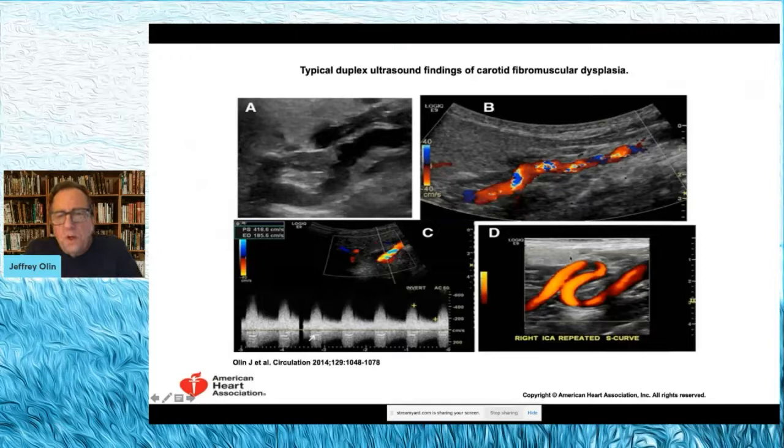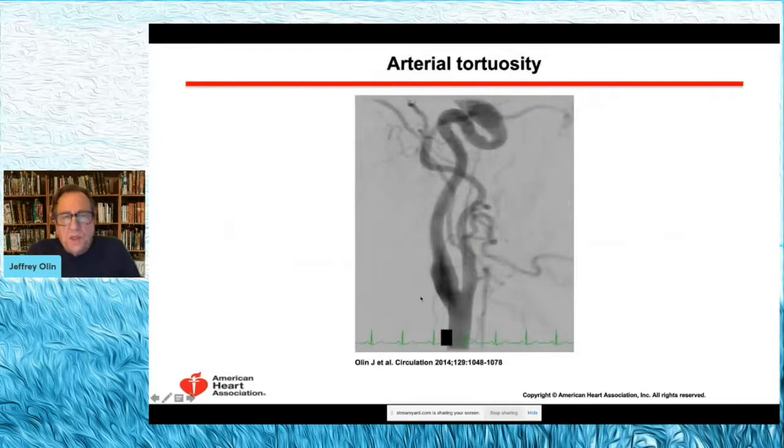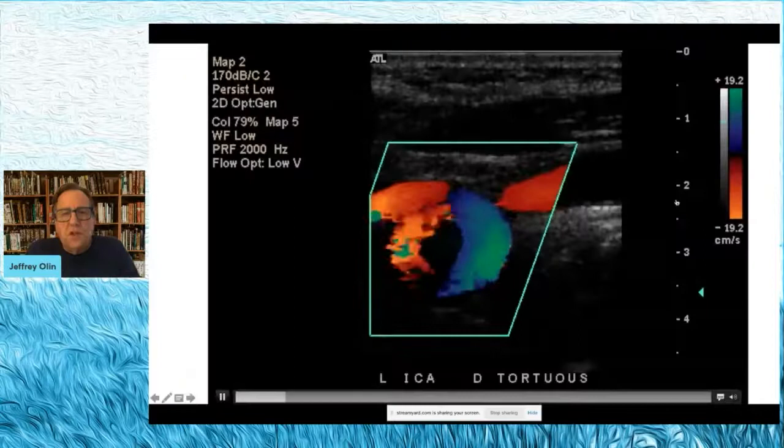A word about the S-curve, as you can see here, that's a reverse S-curve. I think this is Heather's picture. We published it in Circulation in 2014, showing severe distal tortuosity. Here's a patient with a loop in their artery.